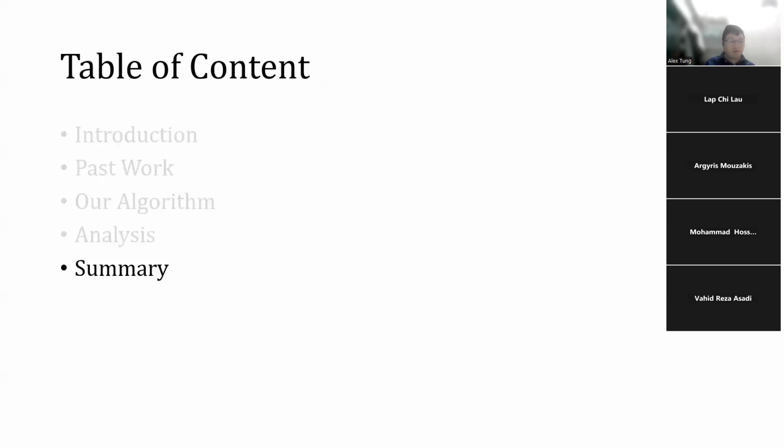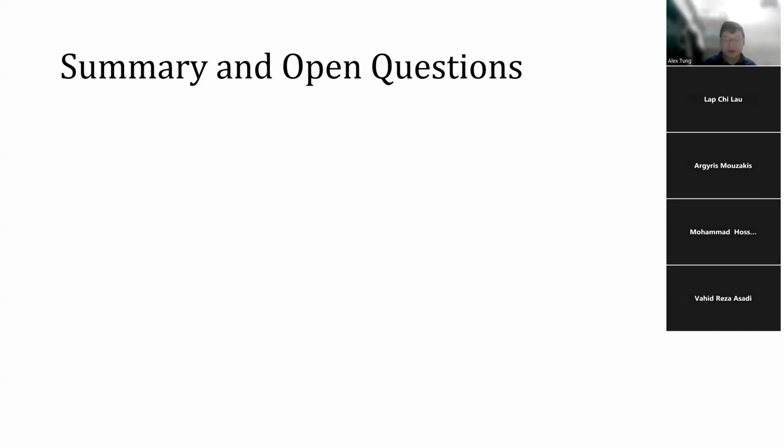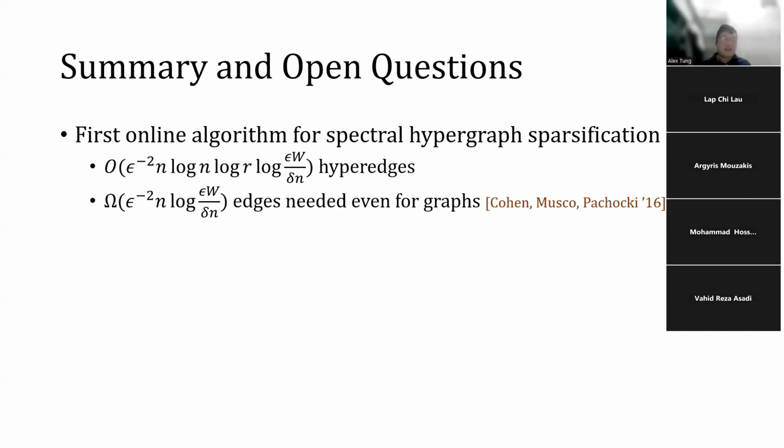So to summarize, in our paper, we got the first online algorithm for spectral hypergraph sparsification. The number of hyperedges that we get in the algorithm is just a log R factor more than the corresponding lower bound for ordinary graphs. And of course, the working memory is an exponential improvement over the offline algorithms when m, the number of hyperedges, is large.